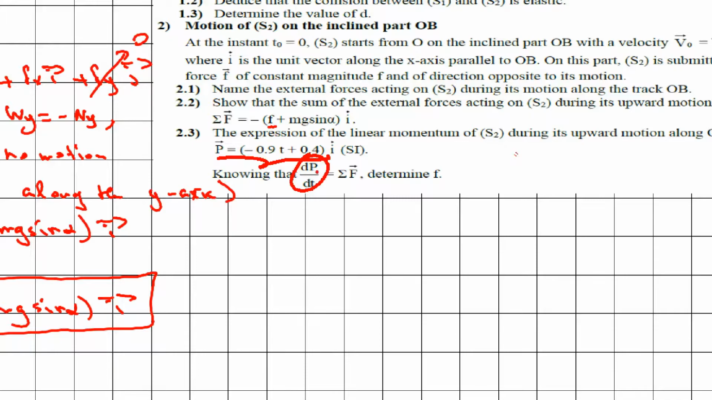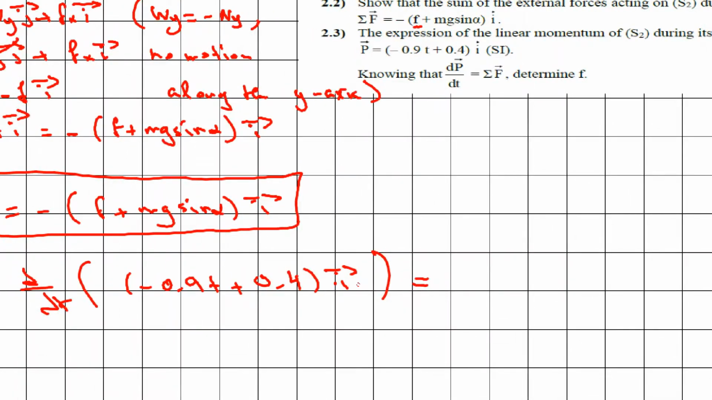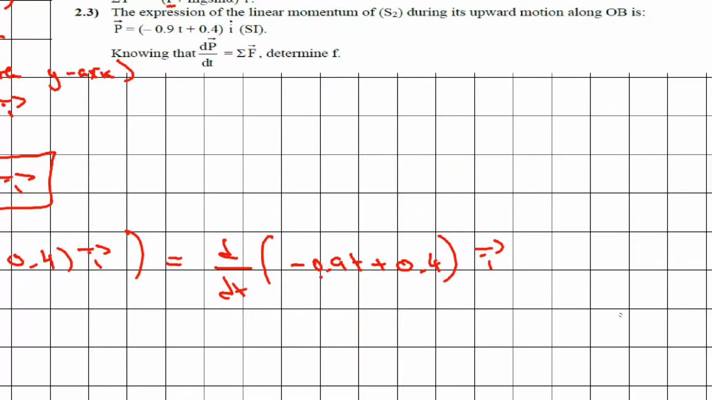So this one can be calculated by applying the derivative. Let me first write that dp by dt is equal to d by dt. Now instead of the p vector I will write it as a function of time, which is given by minus 0.9t plus 0.4 multiplied by the unit vector i. So now we need to derive this expression. Notice that i is a unit vector which is constant. It can be dragged out of the derivative. Then we are only deriving minus 0.9t plus 0.4 with respect to time. The linear term becomes constant.